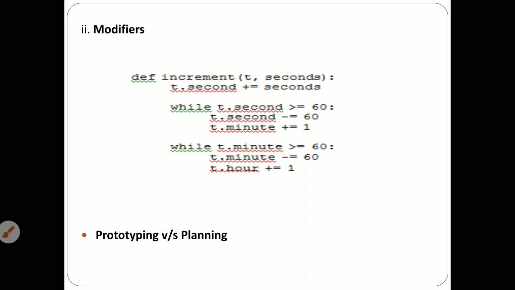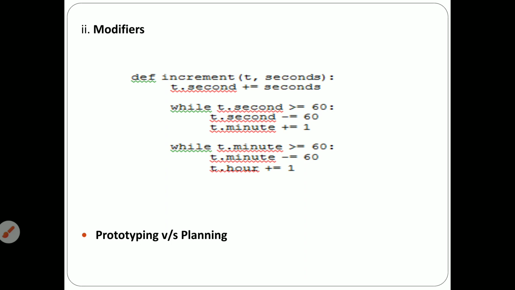Every 60 seconds make a minute, so automatically it will be incremented or decremented. Automatically after the seconds the minute will be incremented, and after the minute the hours will be incremented. So after taking the higher version, it is easy to design the code and also improve your coding. So this all comes under prototyping versus planning.